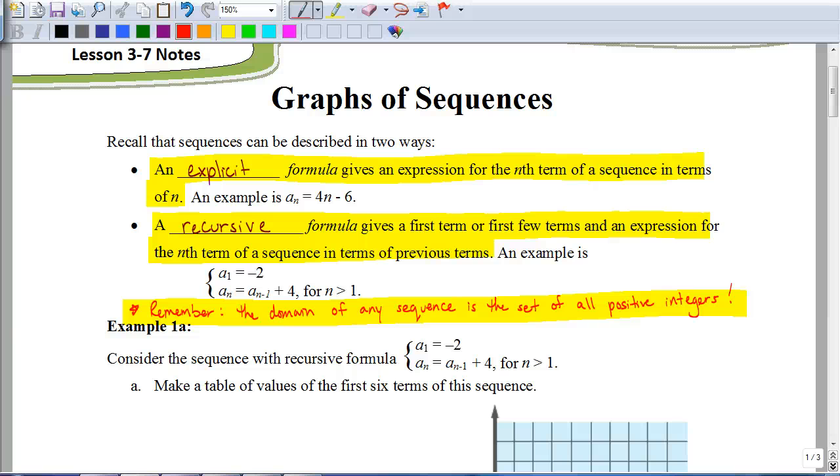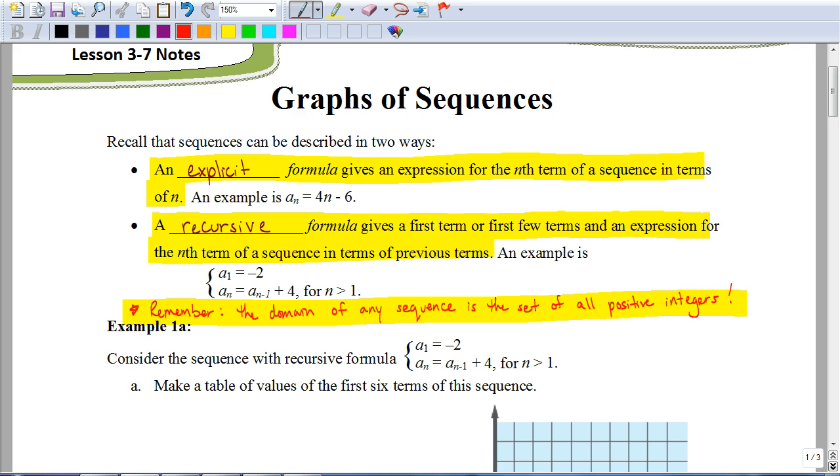Okay, so if you remember back in Chapter 1, we talked about the explicit formula for a sequence, and that's highlighted here in this first sentence. Remember, the explicit formula gives an expression for the nth term of a sequence in terms of n. In other words, if I want to figure out the 30th term in the sequence, the explicit formula is the best way to do that.